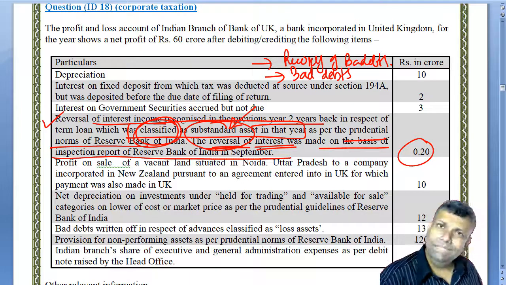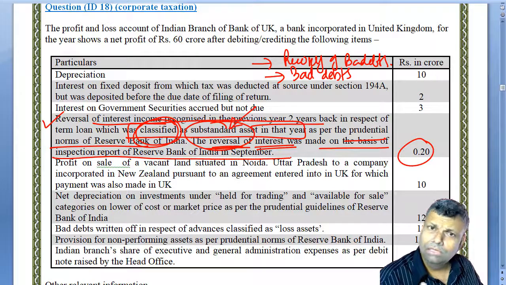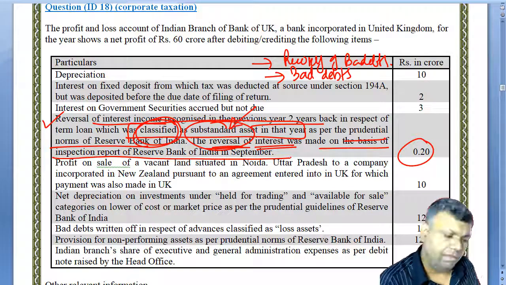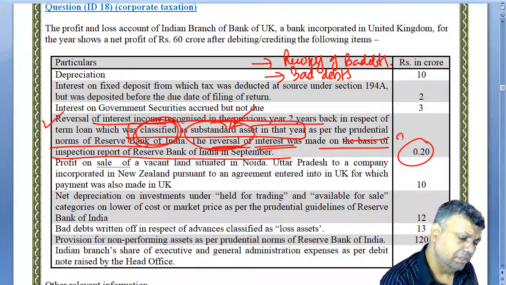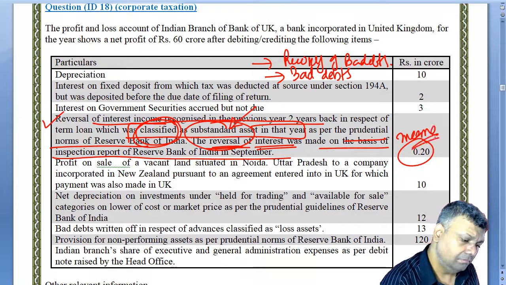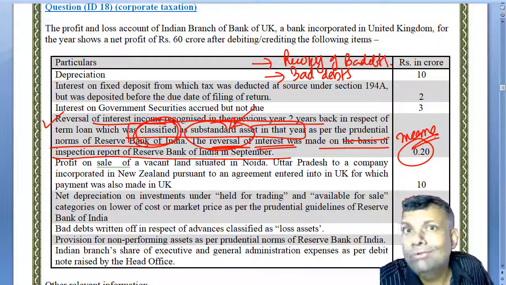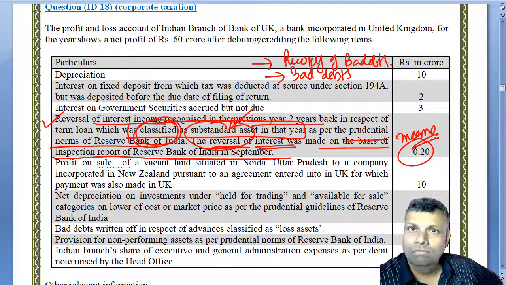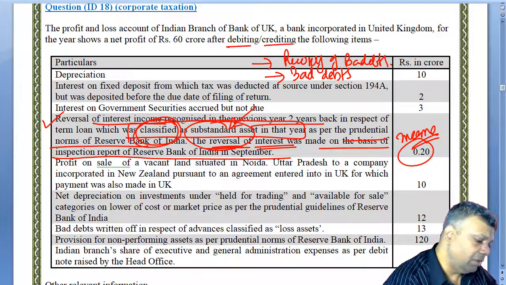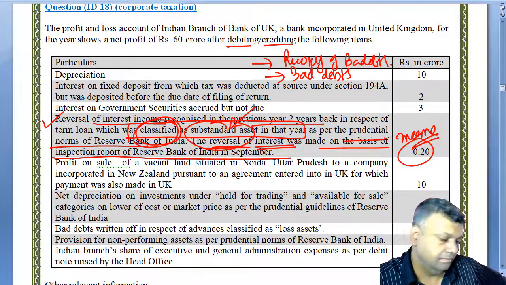So, is it income? That means, is it a normal proper accounting entry? The answer is yes. And this is anyway a taxable income, because what we are doing is a computation of taxable income. This amount is already debited or credited at the respective places.